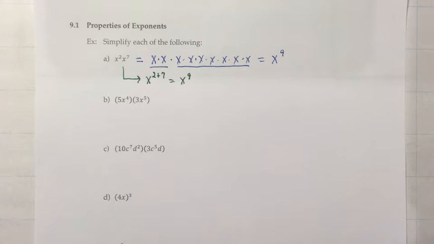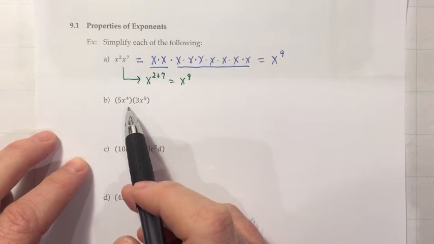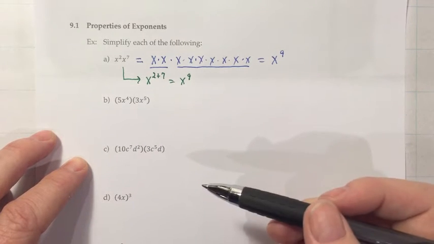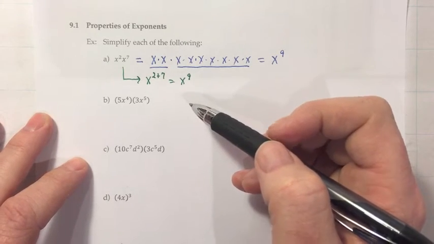All right, on this next one, most people would look at this and say I should do 5 times 3, which is 15, and x to the 4th times x to the 5th, which is x to the 9th. And that is correct, but I just want to show you why that is okay, how that comes out of the rules that we've learned together.